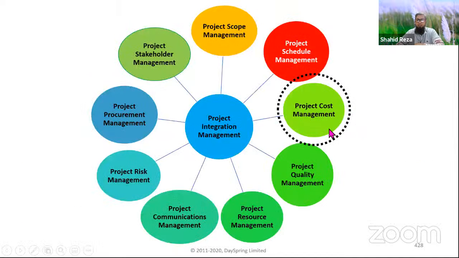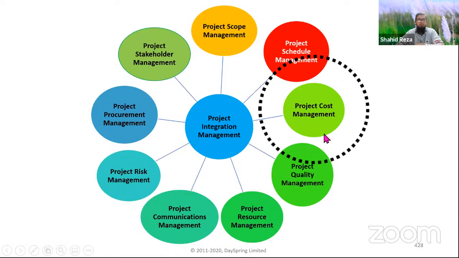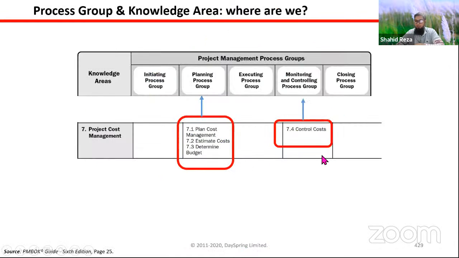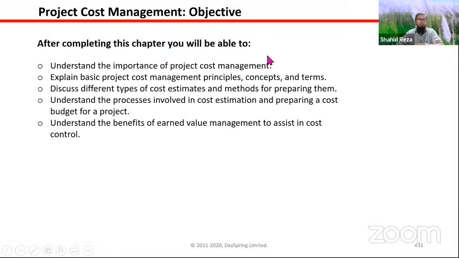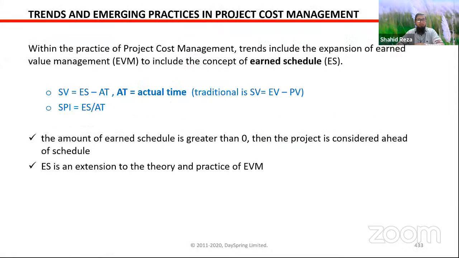Okay, so we are in chapter 7, project cost management, and these are the 4 processes already mentioned and discussed. This is a small chapter, 40 pages in PMBOK, page number 231 to 270, and we'll see a lot of maths, a lot of equations. When I explain all the maths, then you will understand this. So I am not going to discuss it here. I will start this at the end of the class to explain all the mathematical formulas and how you apply them in project management.